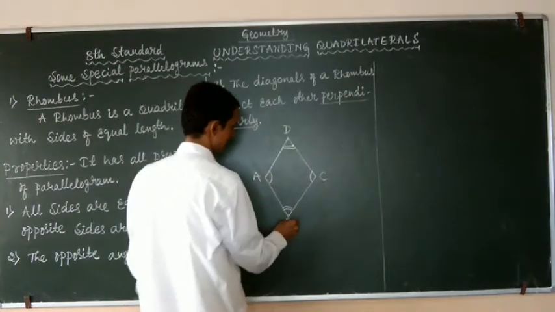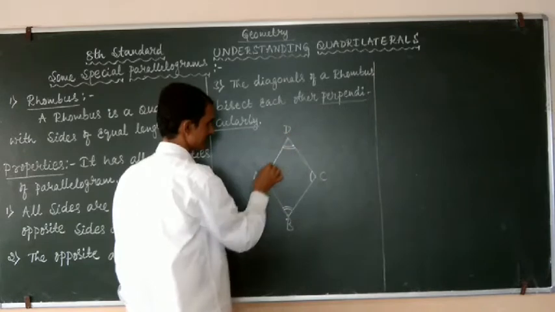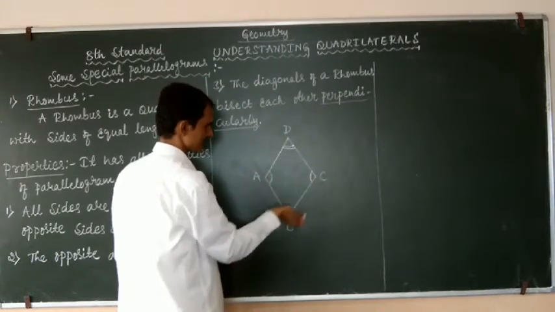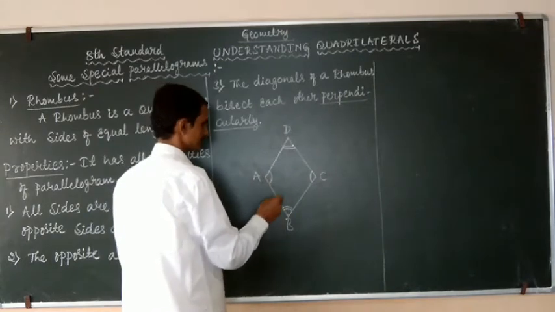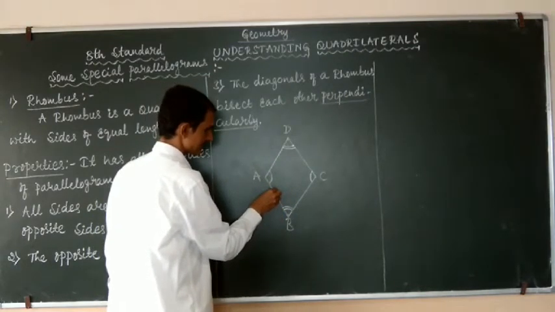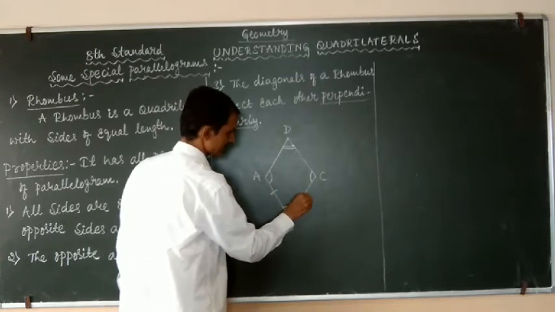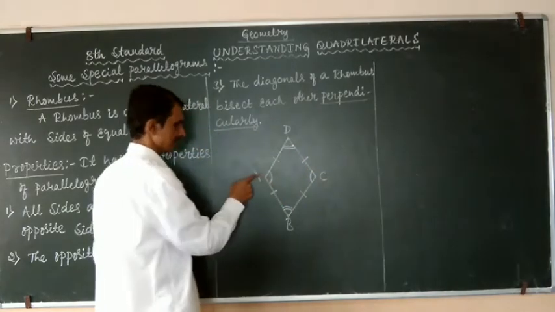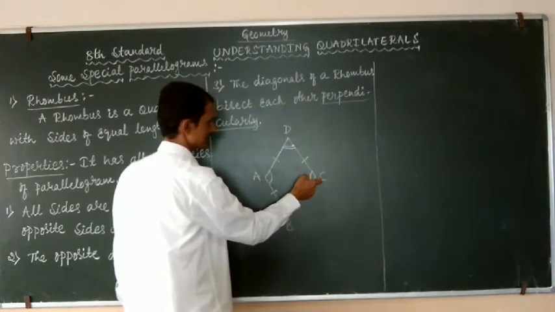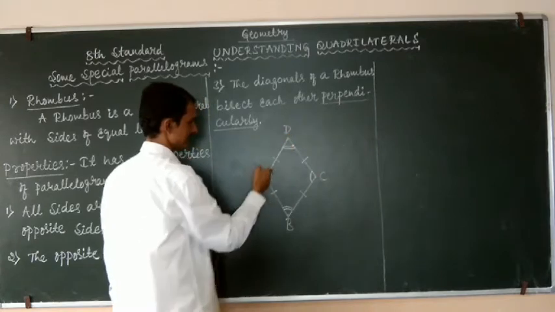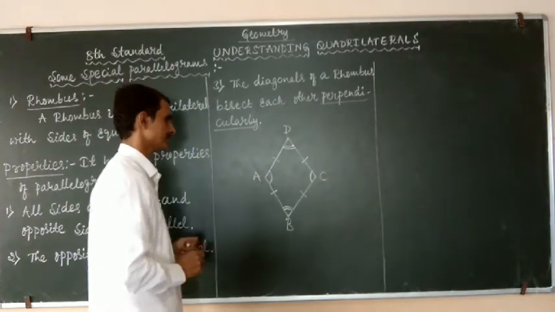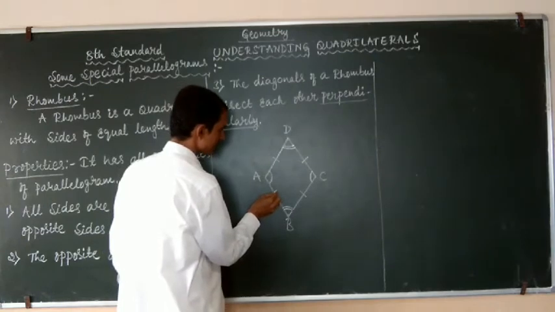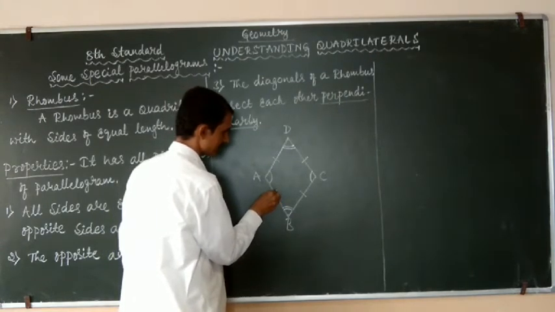Now students, observe the figure clearly. ABCD is, first of all, a quadrilateral, and it is a special form of the parallelogram. One difference is that all the sides are equal. Observe clearly: the length of AB is equal to the length of BC, which is equal to CD, and similarly equal to DA. Therefore, all the sides are equal. But the opposite sides are parallel.